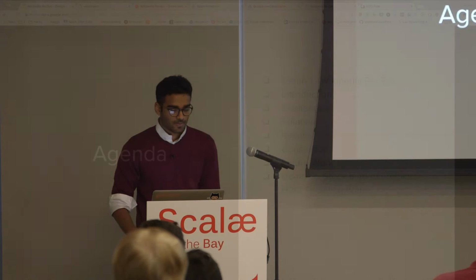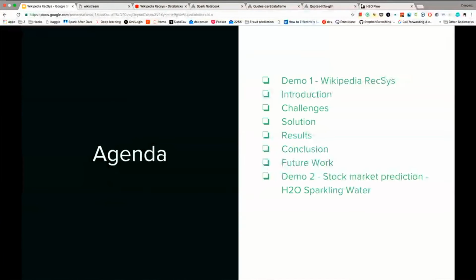Prior to that, I worked with Databricks, SkyMind, the company behind Deep Learning 4J, and Wikipedia during my master's in data science. So these are some of the demos that I'm going to show today. The first demo will be focused on the community edition of Databricks with MLlib Word2Vec, and the second demo would be on Sparkling Water, the combination of H2O and Spark. So this is the quick agenda.